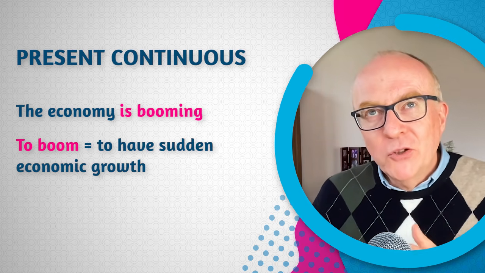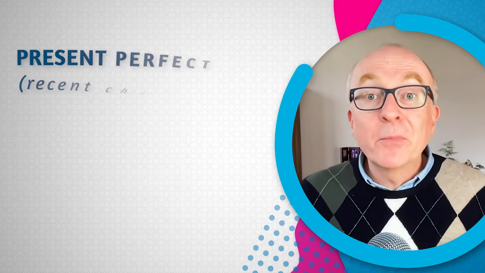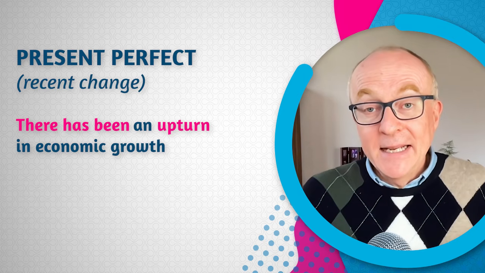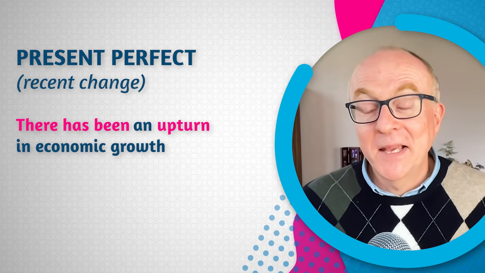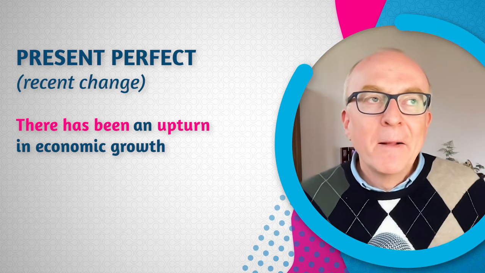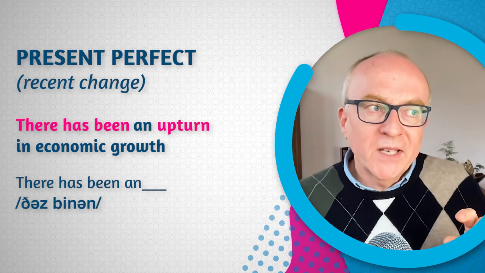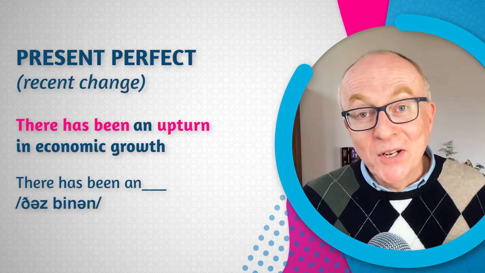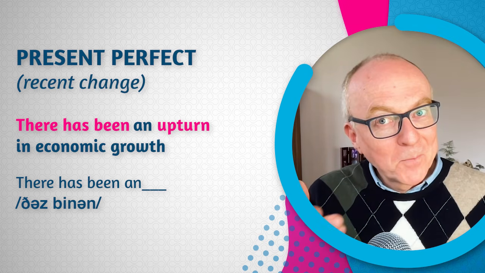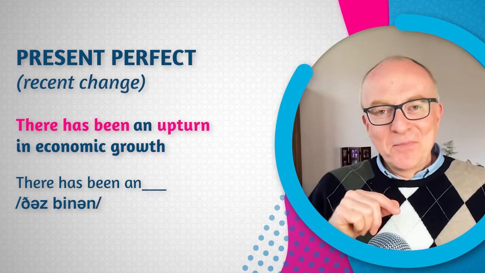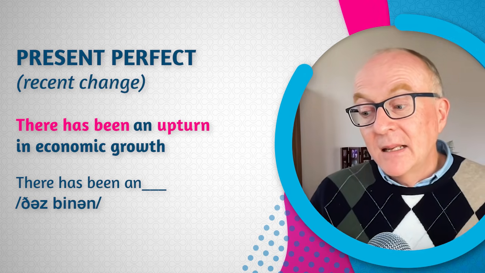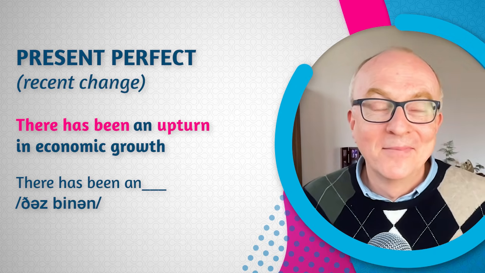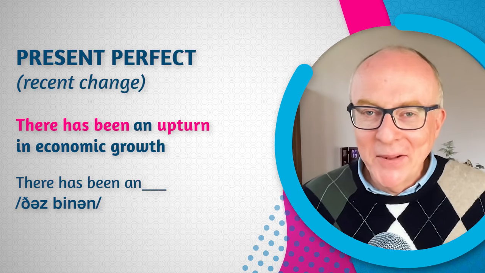We can also describe a recent change in the economy using the present perfect. We could say, there has been an upturn in economic growth. Okay, there has been, present perfect. There has been an, we would say, there's been an. There's been an upturn in economic growth. Split it into two. There's been an upturn in economic growth. Lovely. Very, very good.